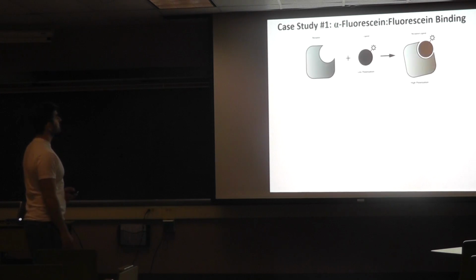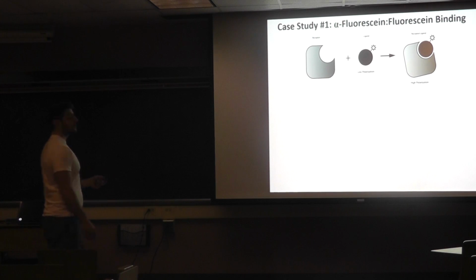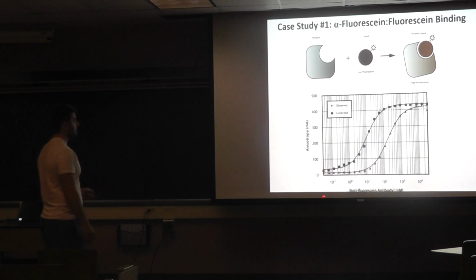Okay, so here's case study number 1. Here's anti-fluorescein, so an antibody binding to fluorescein itself. This one is a relatively simple experiment, right? You have your fluorescein, which is already fluorescent, and you have your antibody that is going to bind to that small molecule. So it's a simple binding.